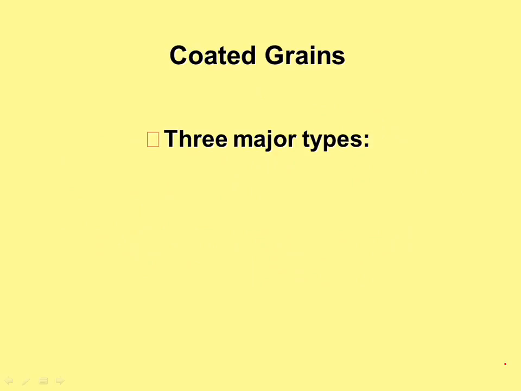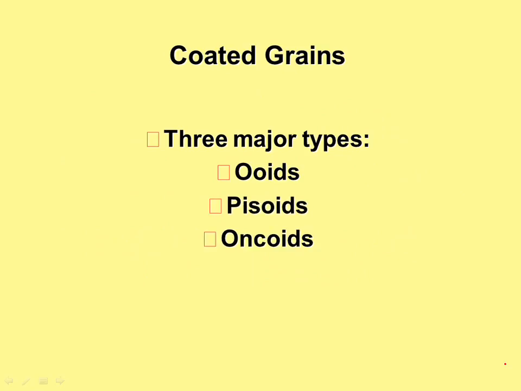There are three major types, and the types are related to size to a large extent: ooids, pisoids, and oncoids.